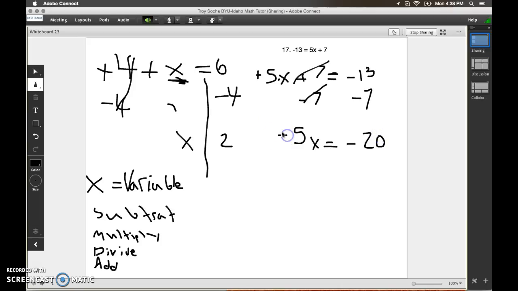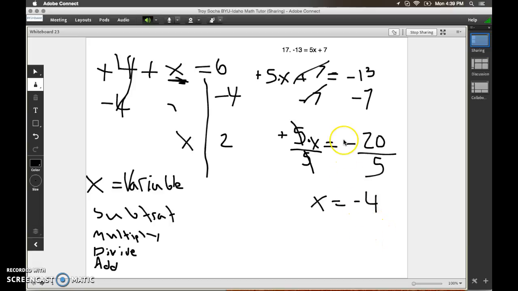So remember again, this is a positive 5. Since this is multiplication, there's a multiplication symbol right there between those two, we'll divide, because we don't want the 5 on that x. That just makes the problem difficult. Divide by 5, and then x equals negative 4.